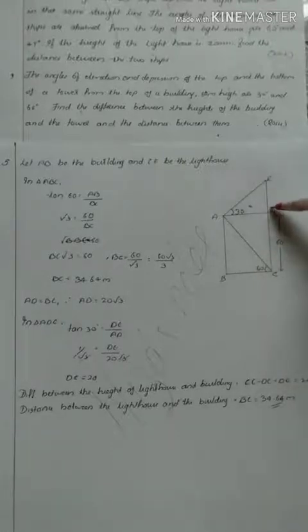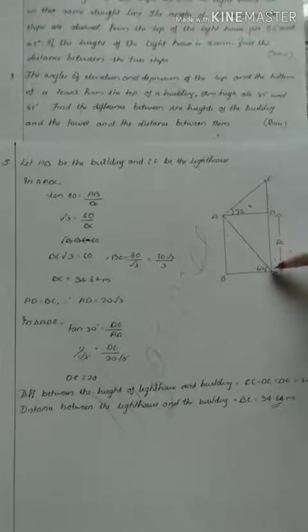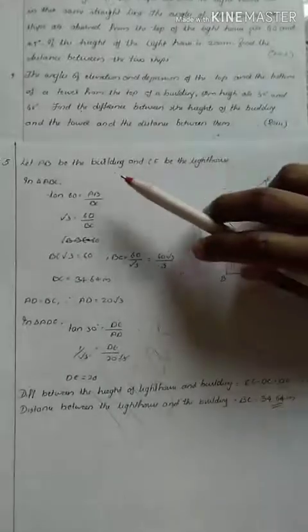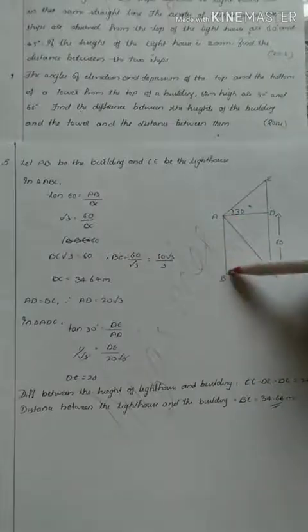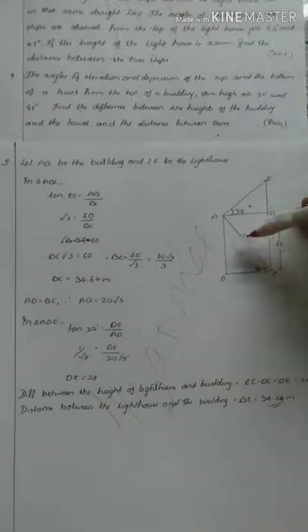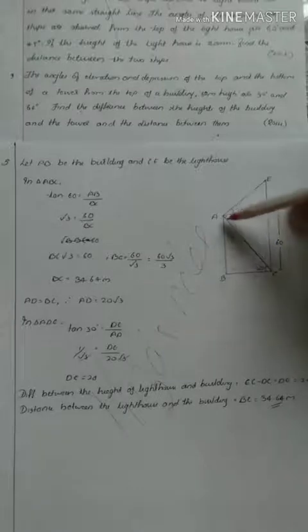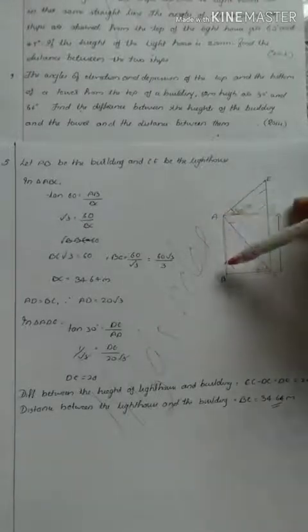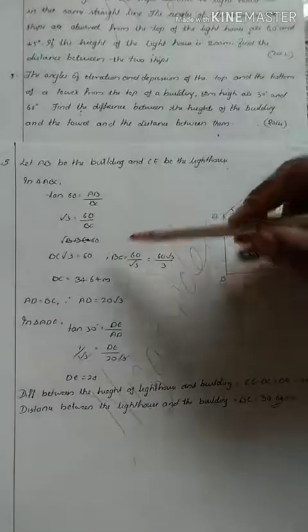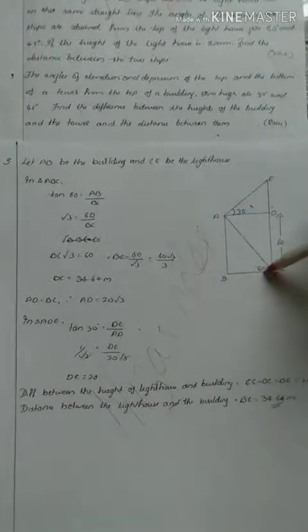So you have to find actually the distance ED, which is the difference between the heights of the tower and the building. Let AB be the building and CE be the lighthouse. So when you take the triangle ABC, you have again tan 60 is equal to opposite by adjacent, which is AB by BC, and you know already tan 60 is root 3 and AB is given as 60 because AB is equal to DC. So you will get the value for BC, which is 60 root 3.